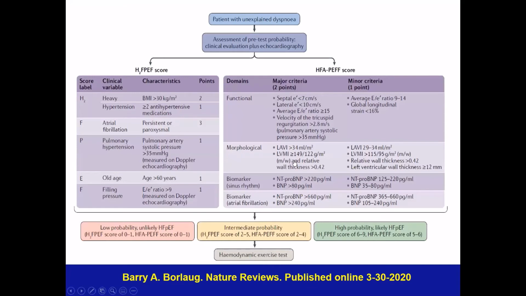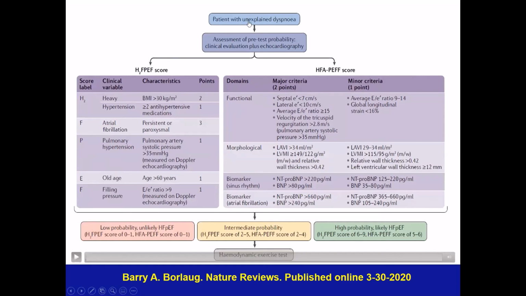This is the algorithm that I suggest we use. And this is more of a specialty algorithm. So I'll take you through this. There are basically two score systems. The one on the left, H2FPEF score, is a Mayo Clinic score, the US score. And then the HFA-PEFF score is a European score.